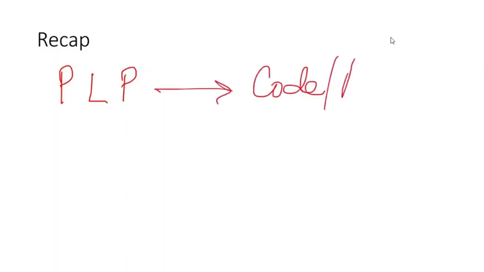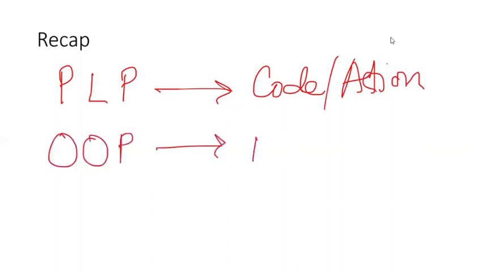Before we start the next lesson, let us do a quick recap of what we have seen. So we saw that in procedural level programming, the focus is on the code or the action rather than on data, whereas in object-oriented programming, the focus is more on the data. And why is this important?